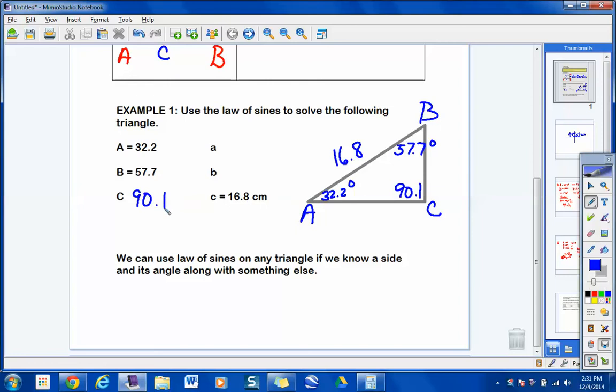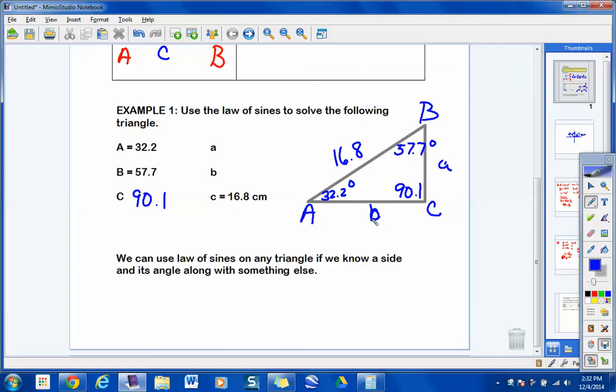Now, I want to do something. You don't necessarily need to write this down. We need to find little a and little b. I'm going to go back to what we know about right triangles. Whoa, wait a minute. Can I use sine, cosine, and tangent right off the bat now? Why not? Because it's not a right triangle. That's only going to work with a right triangle. We don't have that situation anymore, do we?